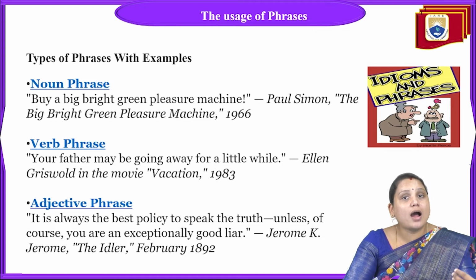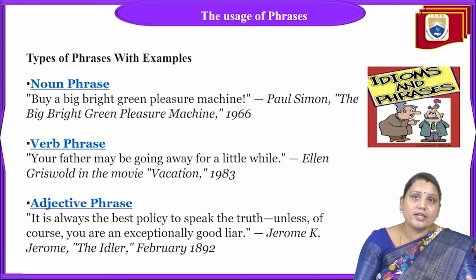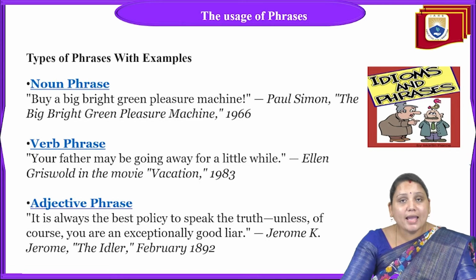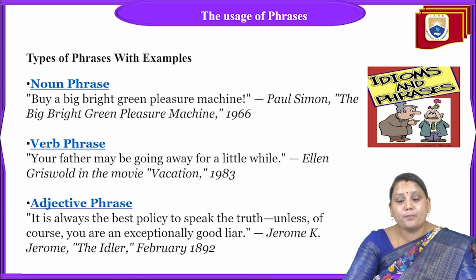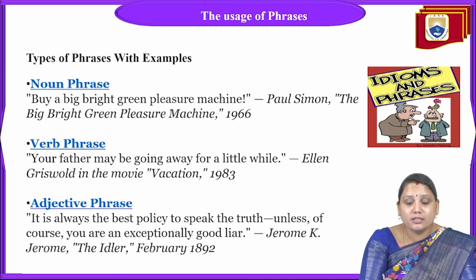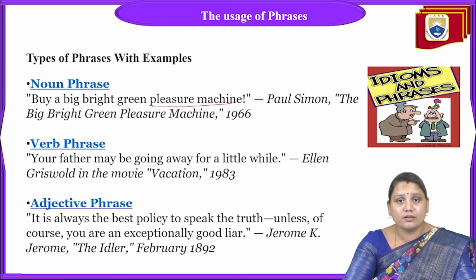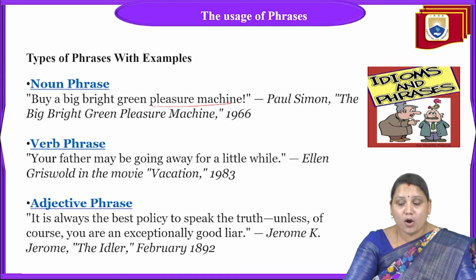Now, let us try to understand different types of phrases so that we understand their relevance and usage in sentence formation and structure. Types of phrases. Noun phrase. For example, "Buy a big bright green pleasure machine." Here, see, machine. Here we are talking about it. It is from Paul Simon.